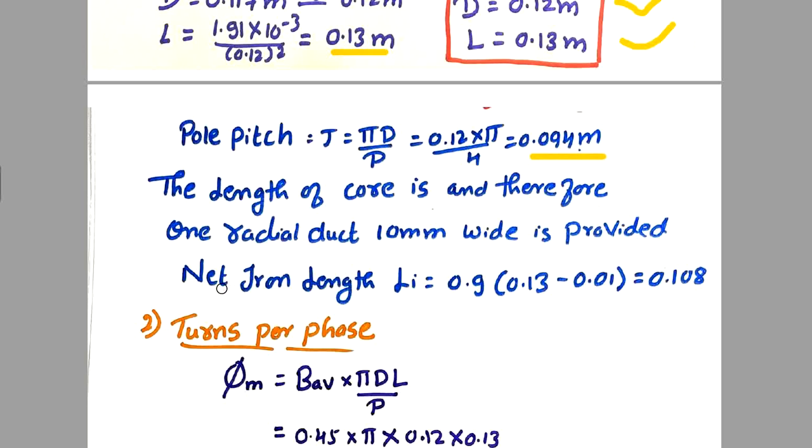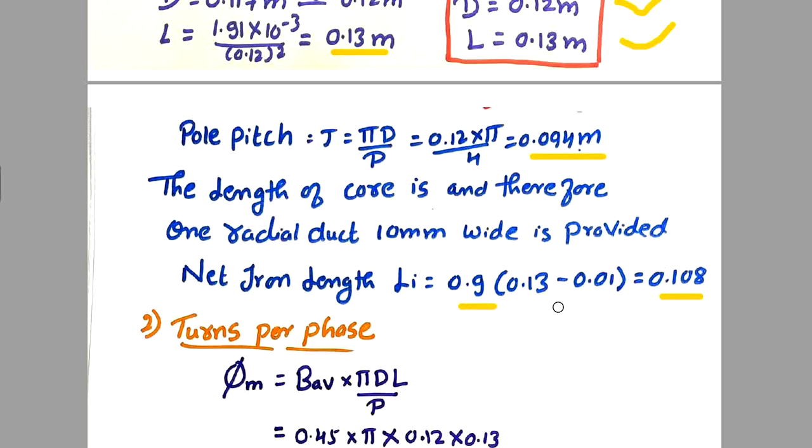So now the net iron length, Li. We will use the net iron length with a stacking factor of 0.9. So my total length is 0.13 minus the radial duct. For one radial duct of 10 mm width, you will get the net iron length as 0.108.